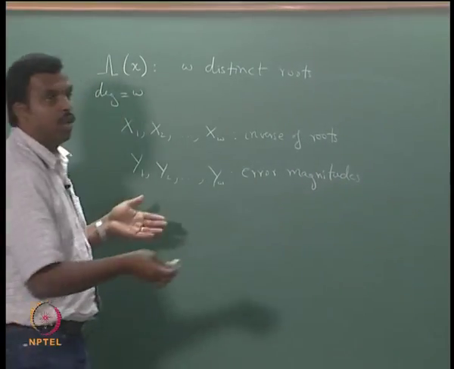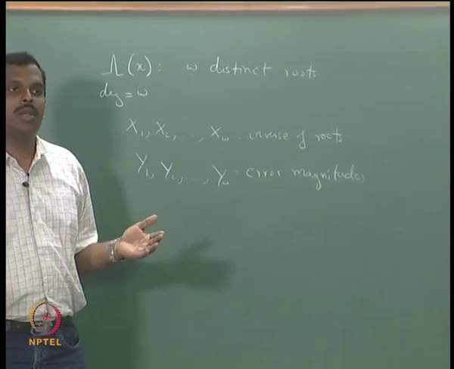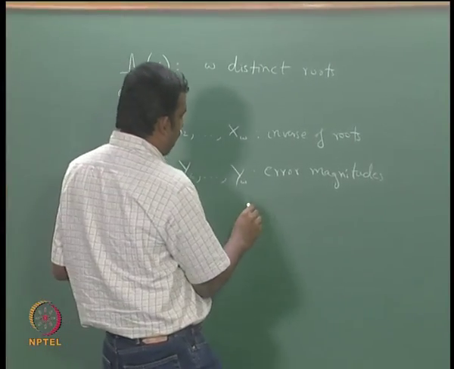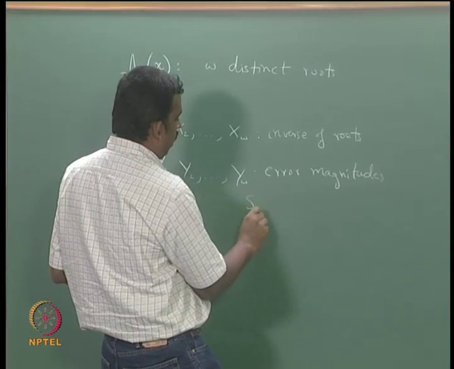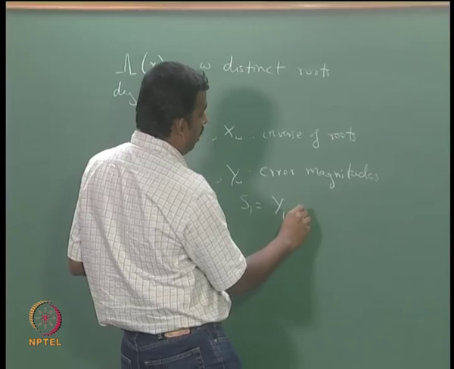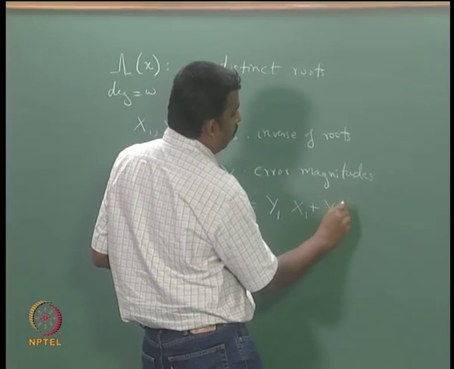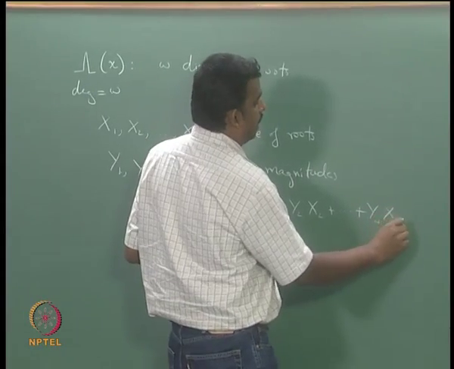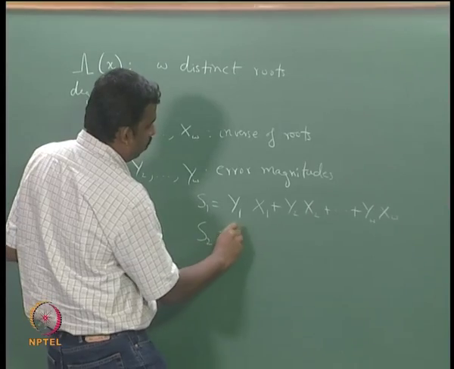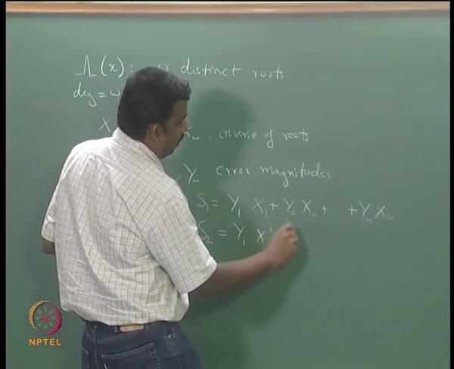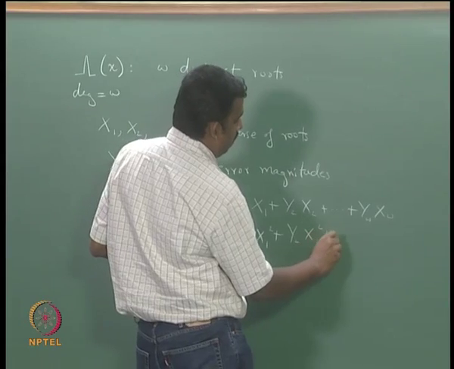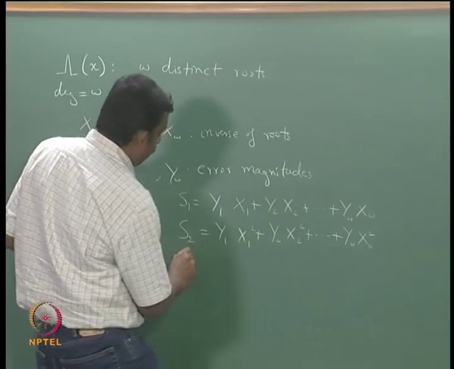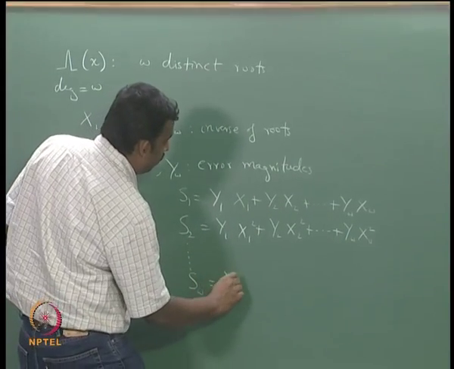Once the error locations are known, the error magnitude is simply a linear equation. So what you do is, you look at S1 equals Y1 X1 plus Y2 X2 plus so on till YW XW. You take S2, which is again Y1 X1 squared plus Y2 X2 squared, up to YW XW squared. All the way down to SW, you can stop at SW.